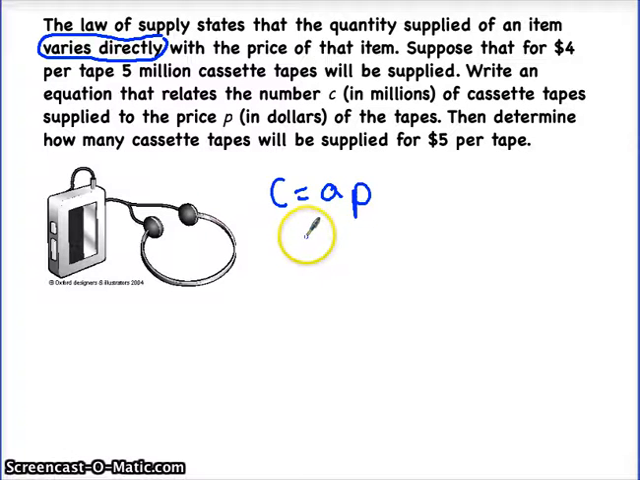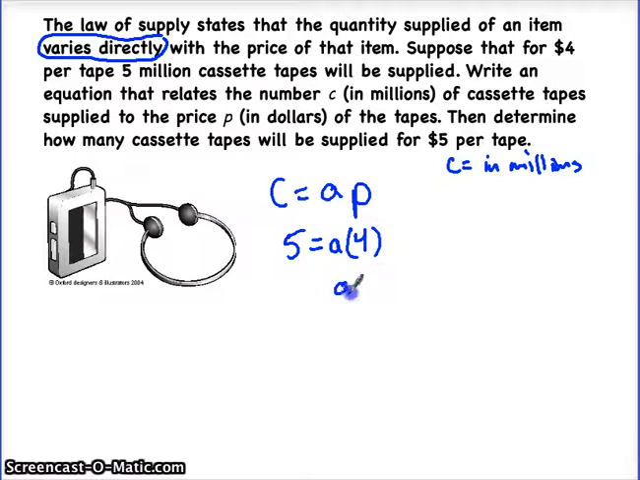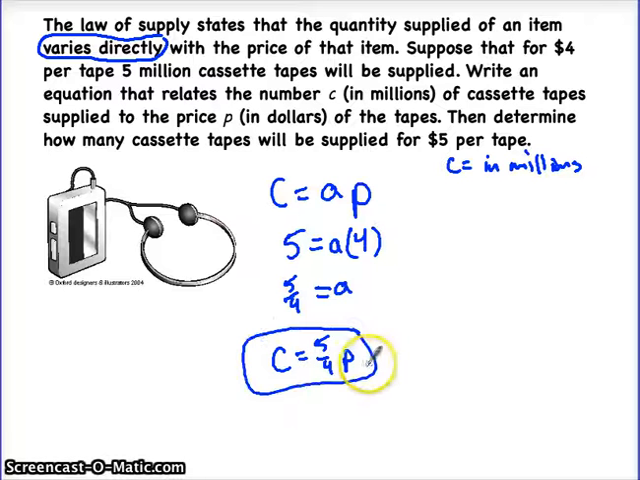Then we can just take our given information that $4 per tape provides 5 million cassette tapes. So realize the first thing we want to do is note that C is in millions, so we don't forget that later on. But we'll find out that A equals 5/4. So then we can go back and say, well, C = 5/4 P, and we've got our model.